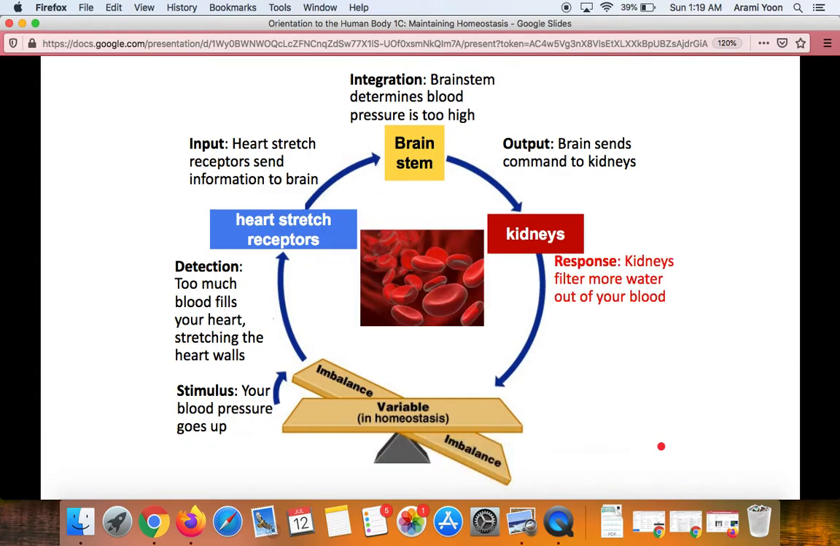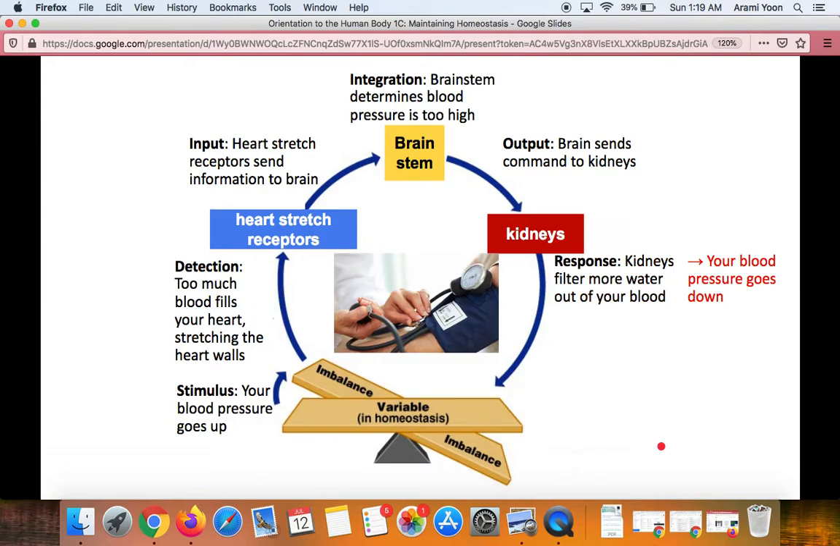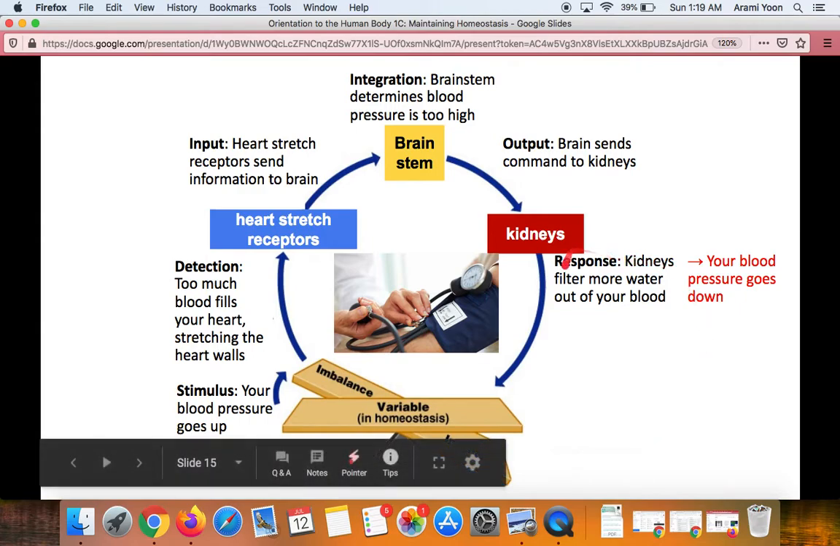So in this particular case, your problem was you have too much blood. And so the response will be the kidneys will filter more water out of your blood. Because if you have too much blood, the quick and easy way to fix it is to reduce the blood volume by removing water from the blood. That will mean you will have less blood and your blood pressure will go down.